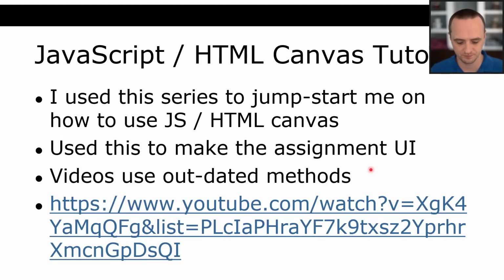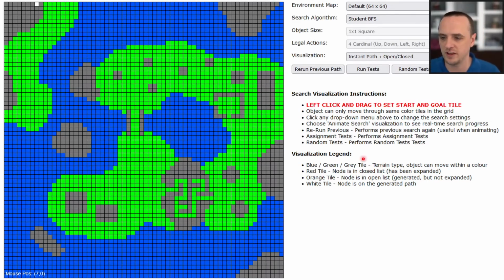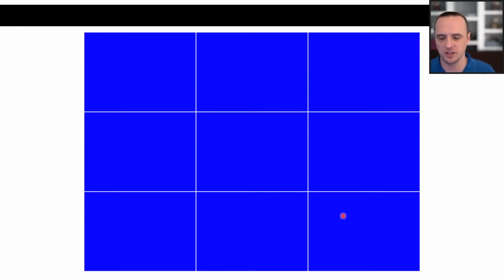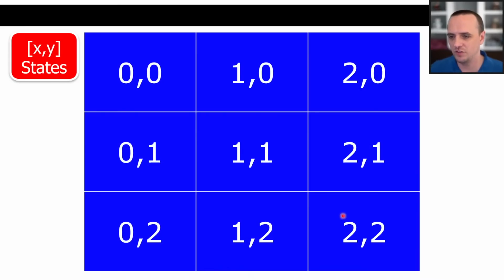It still shows you. So here's the interface that we've been given for this assignment, and it uses a grid. Okay, so what is that grid? Well, the grid is essentially a 2-dimensional array, and each element of the array is a state of our environment.